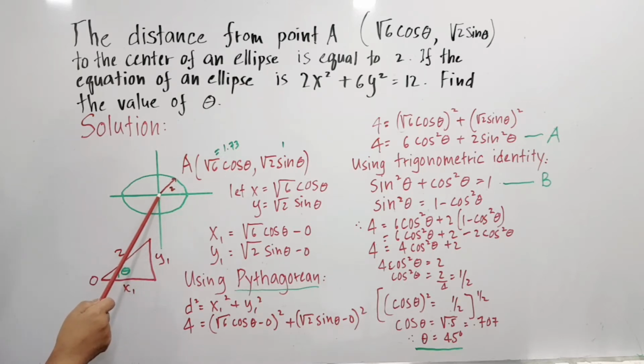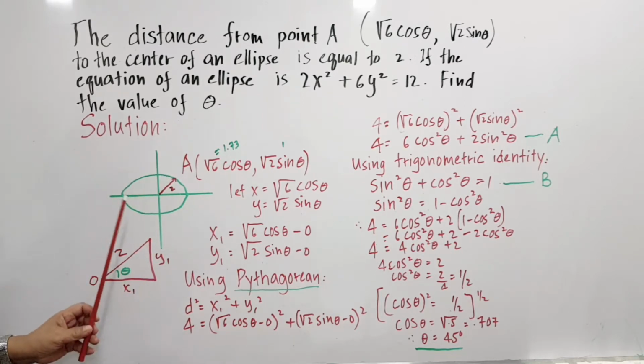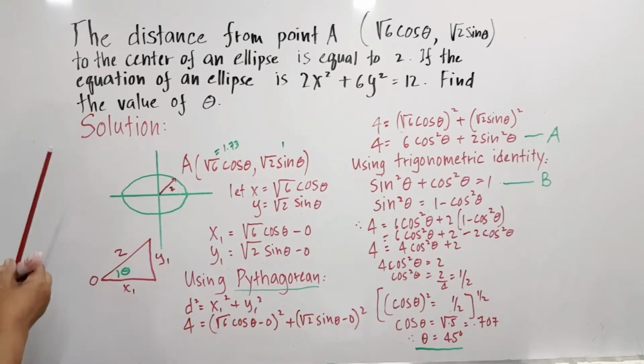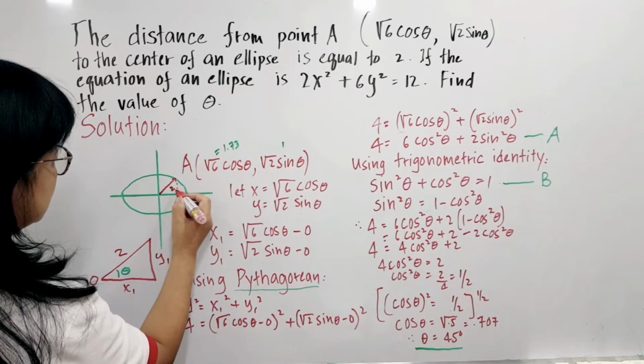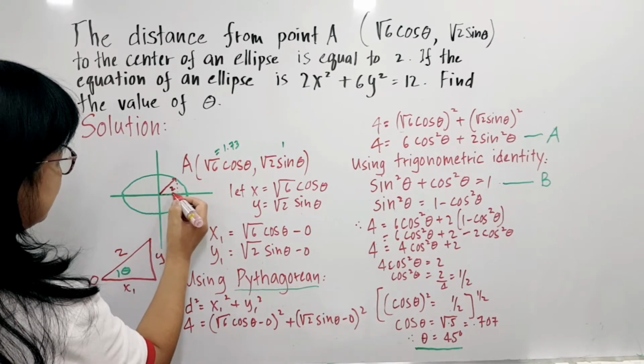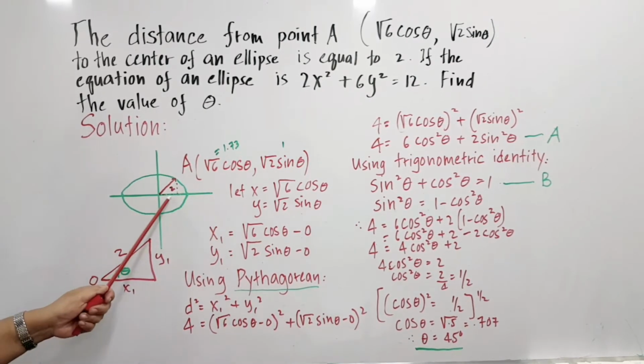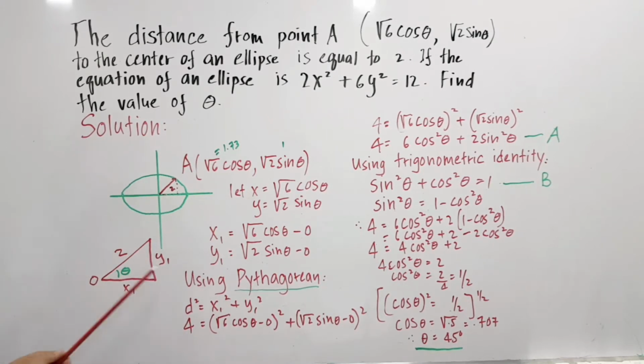From this one, kasi ang distance from the center to the point A, center of the ellipse to point A is equal to 2. So, i-sketch natin yan dito. Ilabas natin itong ma-form natin na right triangle. Ilabas natin dito, lakihan natin. So, ito yung 2. Ito i-designate natin ng x1 at saka ito the y1.